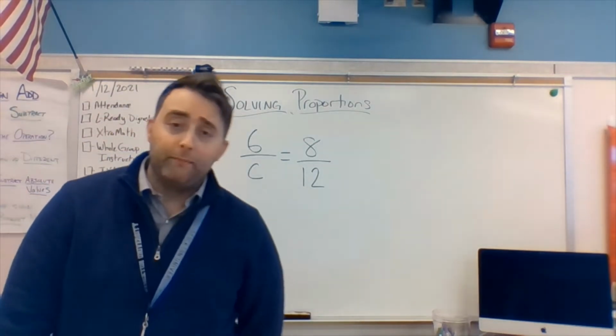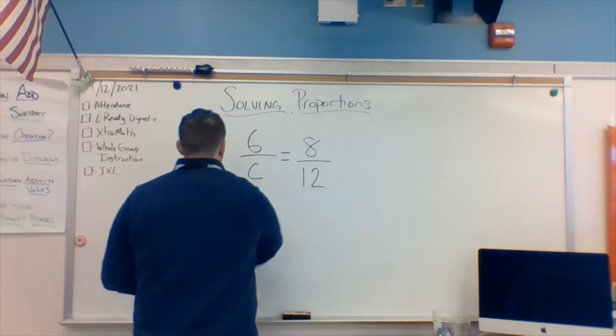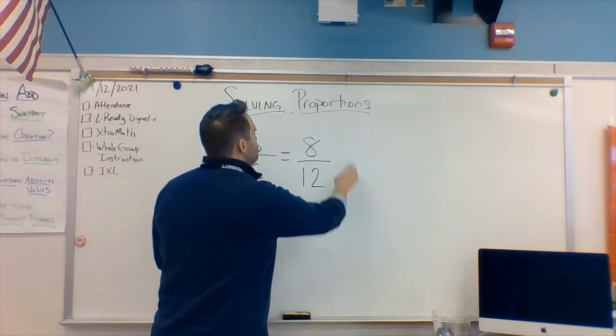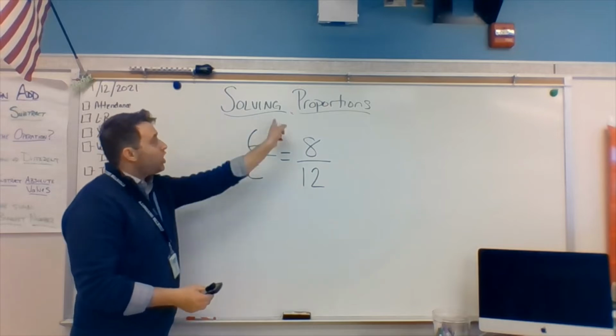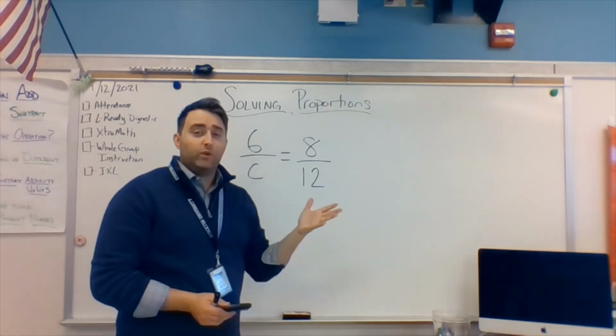Okay, for our first problem, as you can see, I have a proportion. I'm trying to make these two ratios proportional. I'm trying to solve the proportion. Because, believe it or not, 6 times something does equal 8.